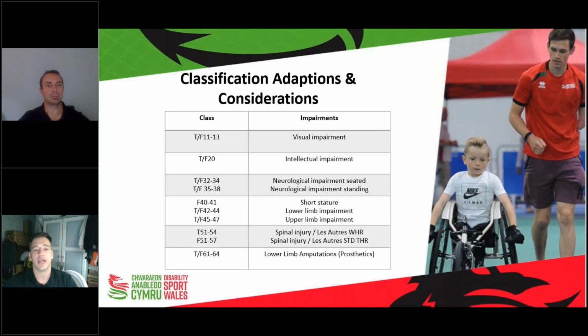Your T20 athletes or F20 athletes are athletes with intellectual impairments. For Paralympic pathway, they must have an IQ less than 75. For Special Olympics and INAS events, there are classifications for autism and other intellectual impairments. And if you require more information on that, then we're more than happy to send that through to you if you get in contact with us.